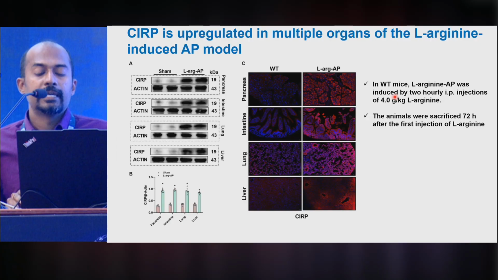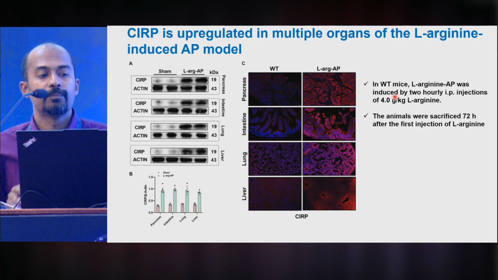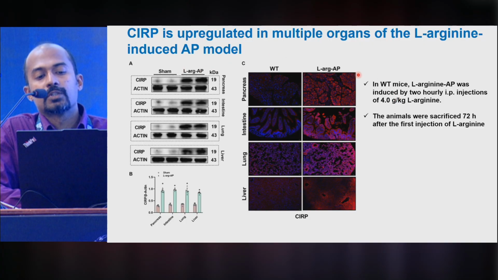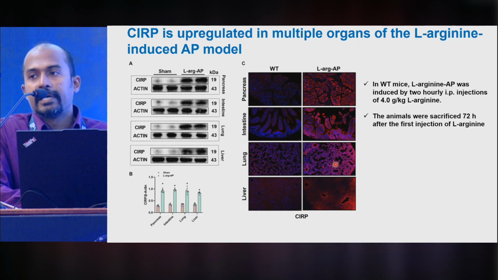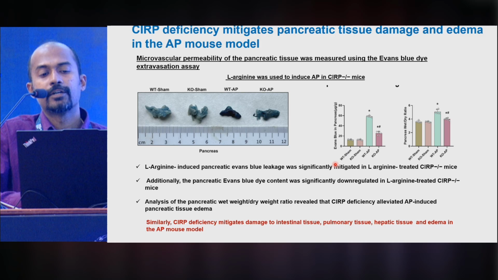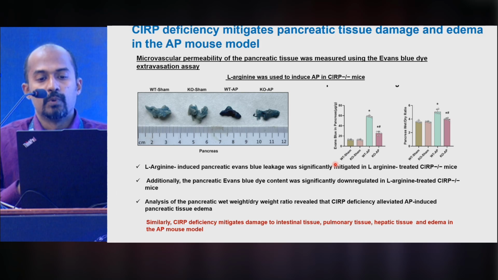So in the mouse model, they induced acute pancreatitis with L-arginine. They looked for CARP protein in different tissues, including the pancreas, through Western blot as well as immunofluorescence, where they are able to observe the CARP increase after acute pancreatitis. After which they tried to look at microvascular permeability by injecting Evans blue.